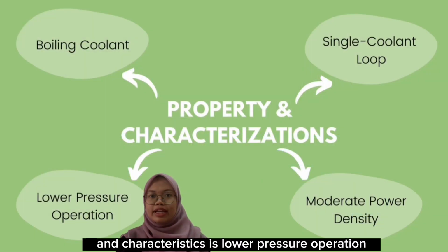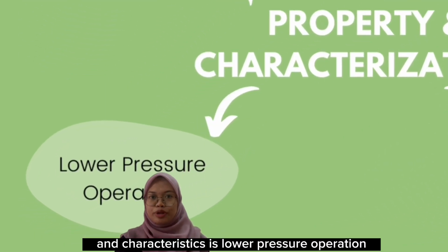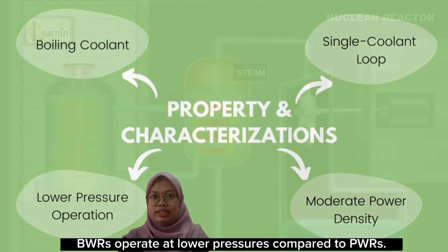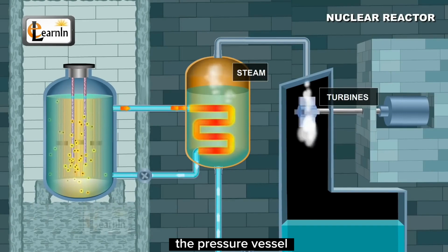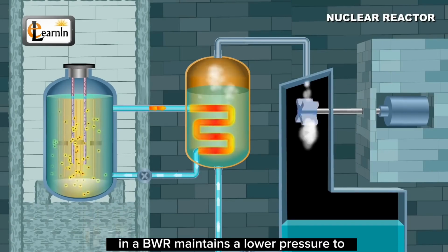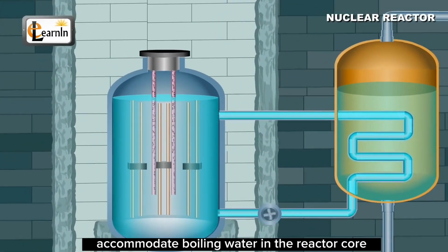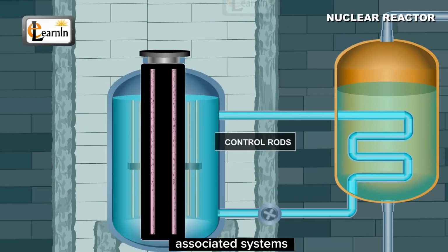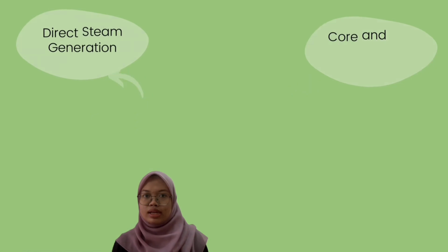The next property and characteristic is lower pressure operation. BWRs operate at lower pressure compared to PWRs. The pressure vessel in a BWR maintains a lower pressure to accommodate boiling water in the reactor core. This simplifies the design of the pressure vessel and associated systems.